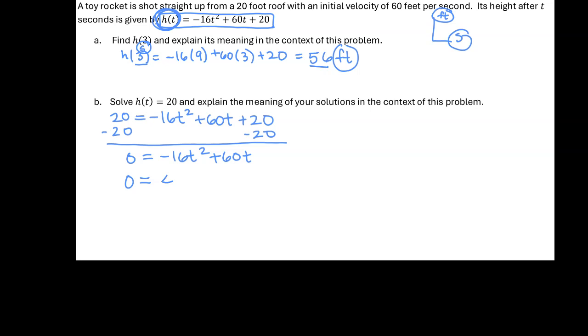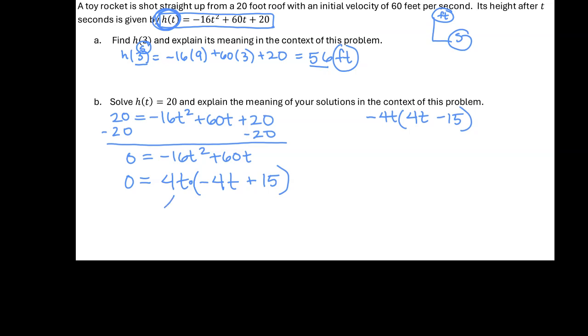I'm seeing that I should be able to factor out a 4, and I should be able to factor out a t, and I would leave it up to you whether you want to factor that negative out or not. If we leave it in, I'll have a negative 4, negative 16 divided by 4 is negative 4, and a t, and then 60 divided by 4 is 15, and t divided by t is 1. If you decide to take it out, just as a side note, you could take out a negative 4t, and that would leave you with positive 4t minus 15. And either way, you'll get the same solutions to your equation. So this is our factored form.